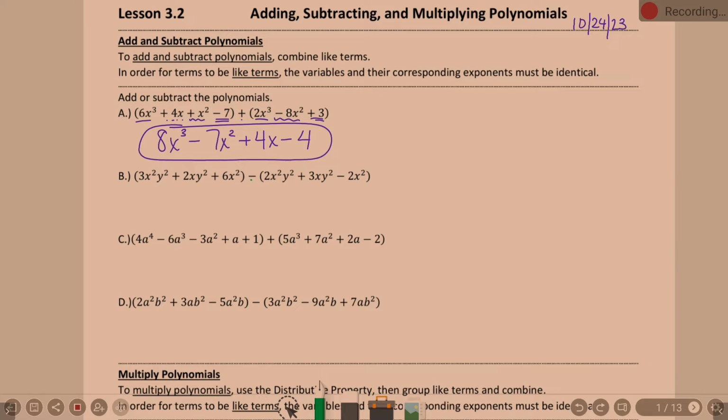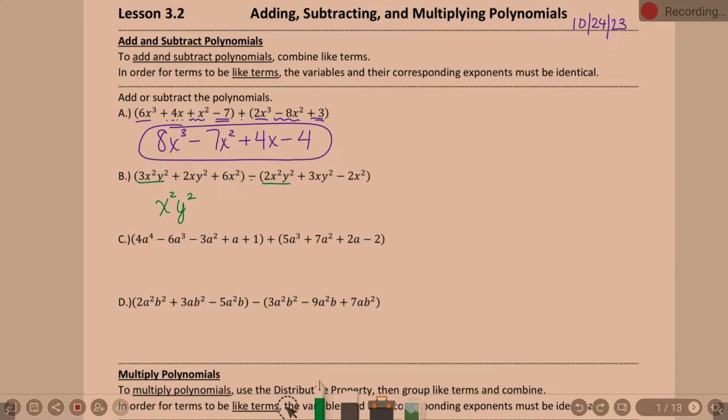The 3x squared y squared, the 2x squared y squared. Okay. Subtract them. 3x squared y squared minus 2x squared y squared is going to be x squared y squared. 1x squared y squared, or yes, like Patrick said, x squared y squared. Forget the 1. Now what?